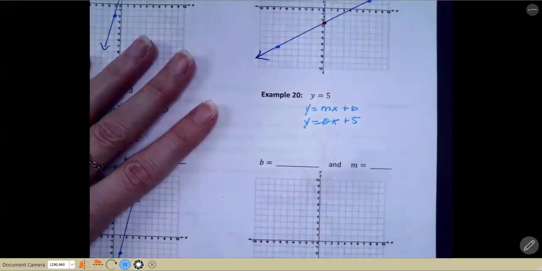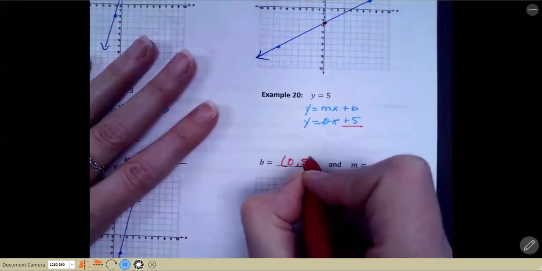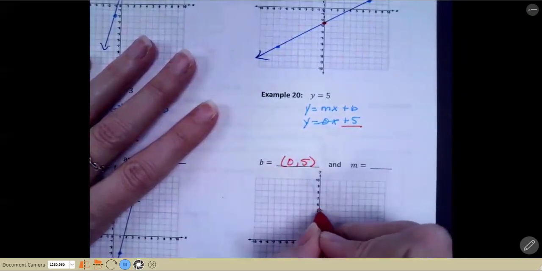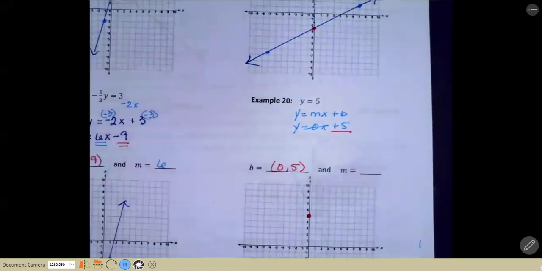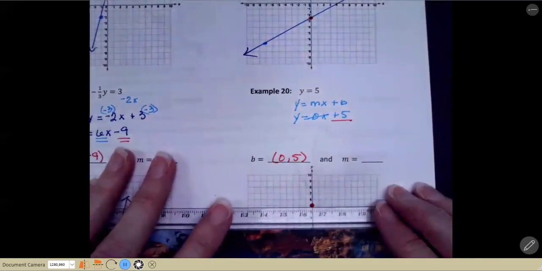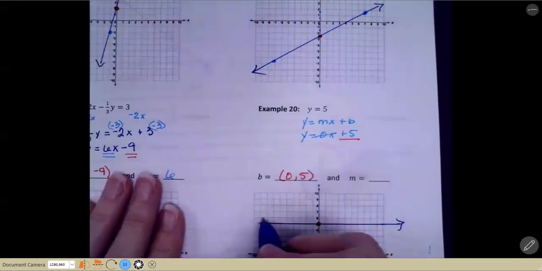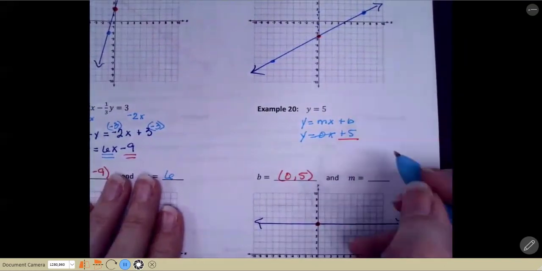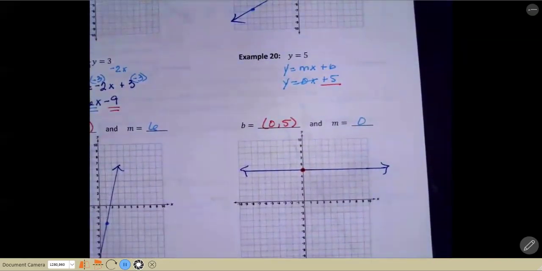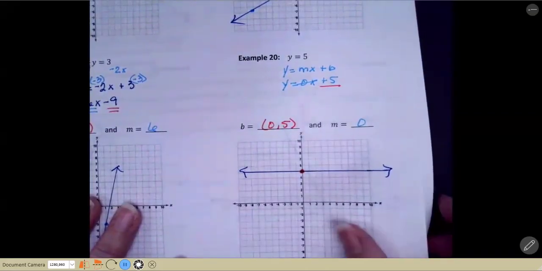The way to graph this would be to plot your y-intercept on the y-axis at 5, and then you just draw a line through the 5. Do not draw it along the y-axis, just through your 5, okay? And then your slope here is 0 because there is no slope, right? This is a 0 slope horizontal line. Okay, so that's how you graph that. If it were x equals 5, I would have plotted a point at 5 on the x-axis and drawn a vertical line through it.